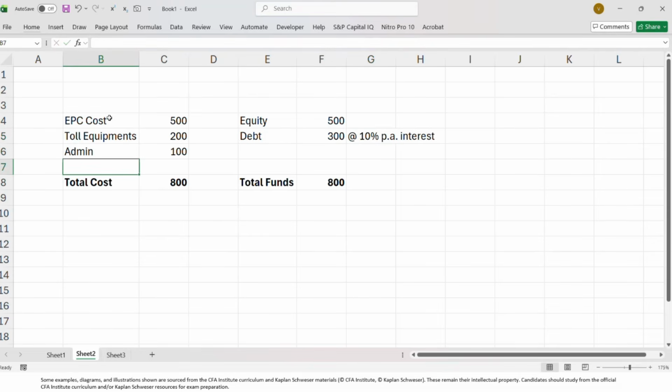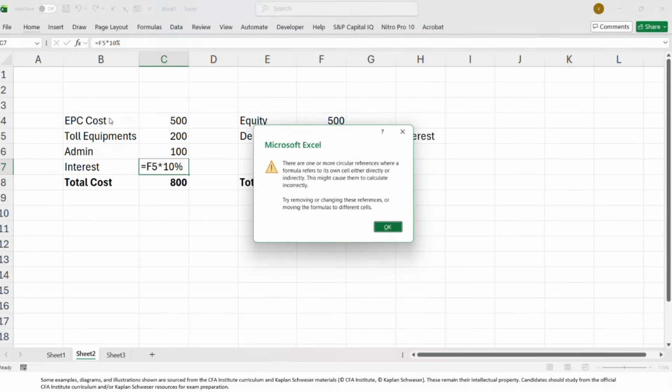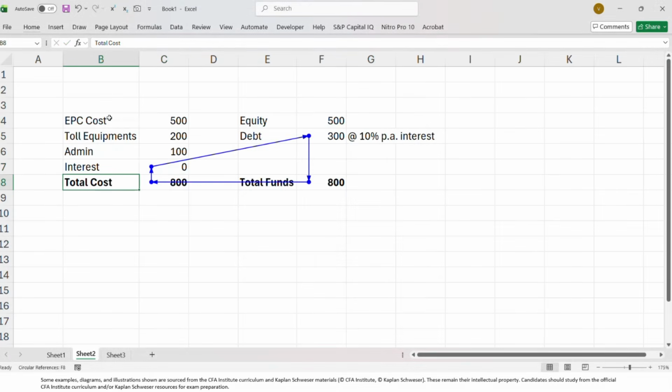Now, because you cannot pay interest, you're going to add interest to the cost, and you're going to say, oh, I can't pay interest. 300 into 10%, add me. And now you see you're stuck in a circle. This is telling you it's a classical circular loop. This number changes this number. This number will change debt. Debt is going to change interest. And interest is again going to change the total cost. So you are stuck in an infinite circle denoted by the arrows.